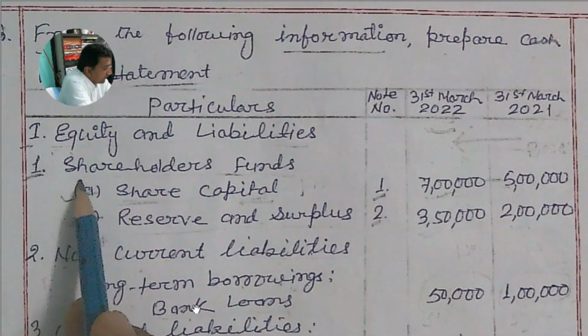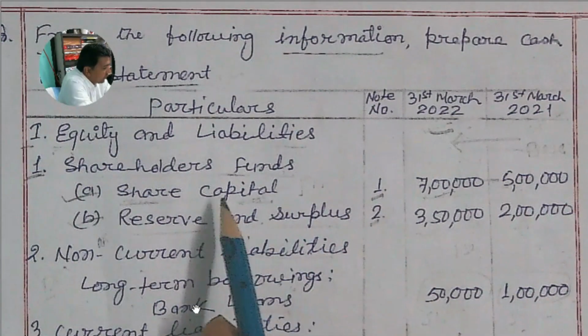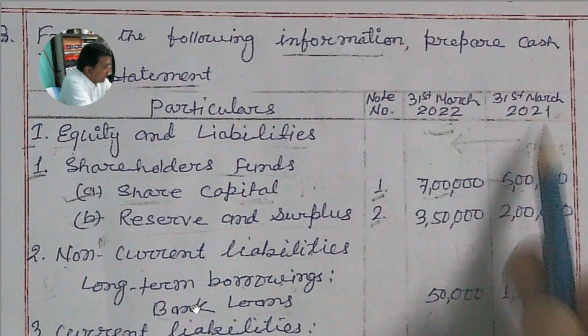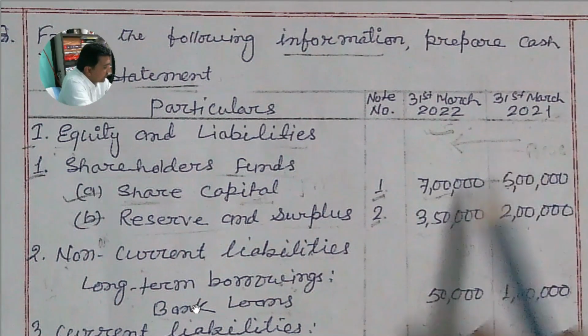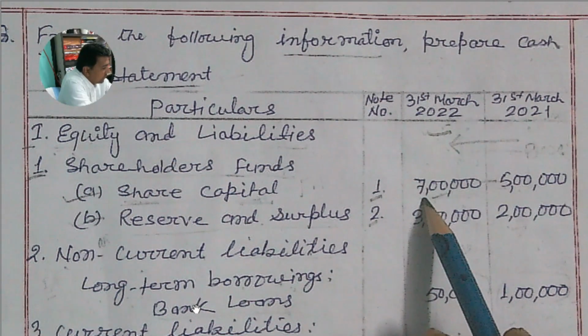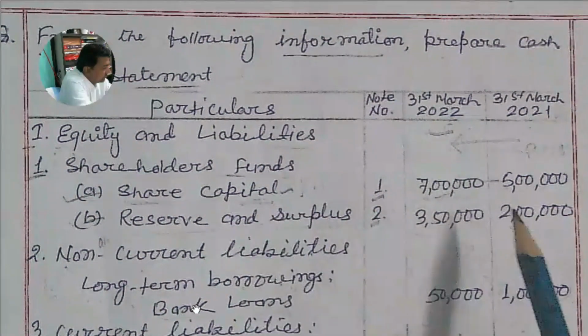The first item here, the shareholders funds. The share capital is given 5 lakh in the year 2021 and 7 lakh in the year 2022. So it means that 2 lakh rupees cash inflows through share capital.